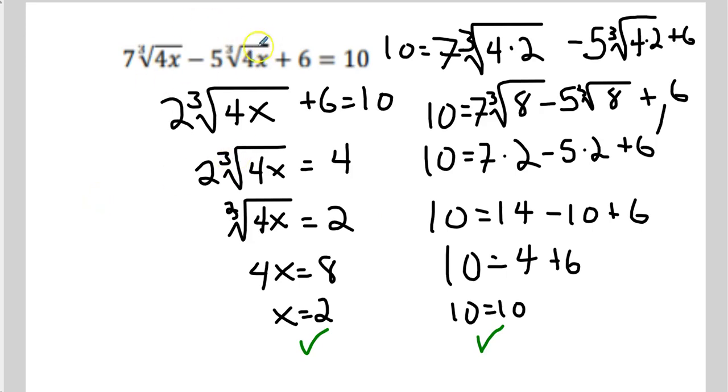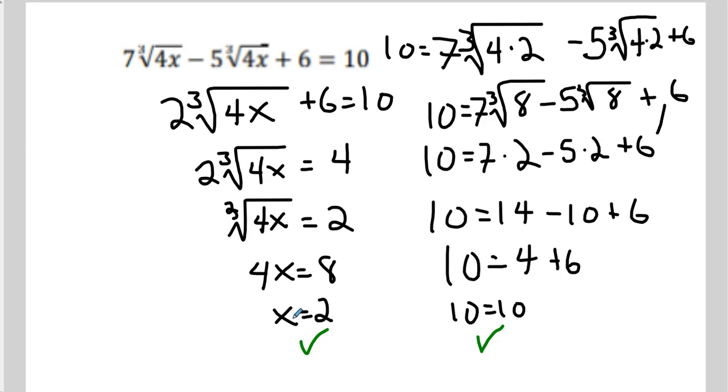We combine our like terms to get 2 cubic root of 4x plus 6. Subtract the 6 from both sides. Gives us the 4 here. Divide both sides by 2. Gives us the 2. Cube both sides. 2 cubed gives us 8. Radical cancels out with the cube. Divide both sides by 4 to get x is equal to 2.